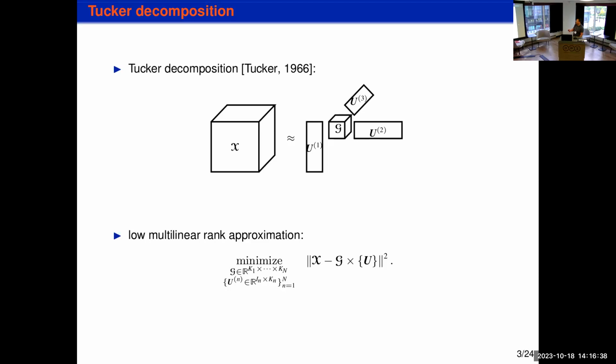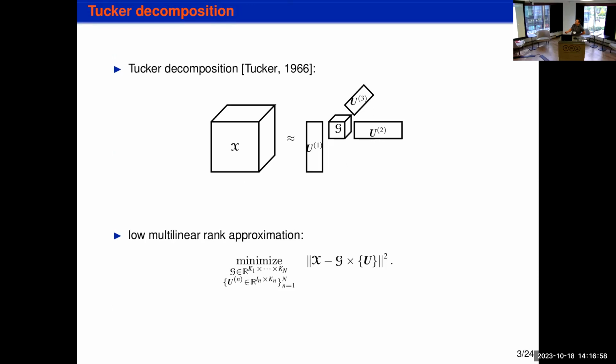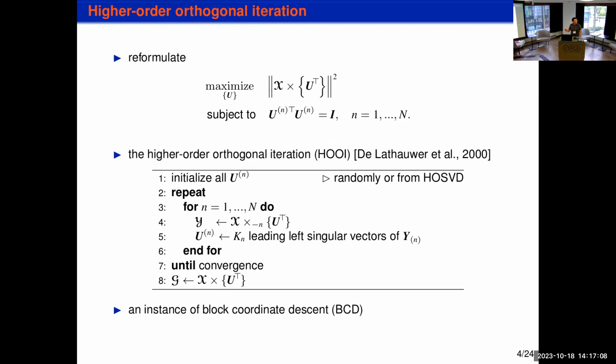With that, what people typically do is reformulate the problem to, without loss of generality, assume that each of the factor matrices has orthonormal columns. Compare that formulation with the original one. Here you have N factor matrices as well as the core tensor, but with the orthonormal assumptions, you can essentially eliminate the core tensor variable and just directly maximize the norm of this one with the mode products along every dimension.